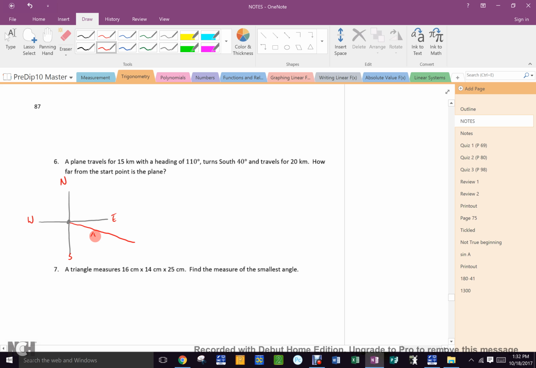How far did I travel? 15 kilometers. Excellent. Now, I'm actually going to do something with this here, guys. I'm going to slide it up and over here because I went south, yes?